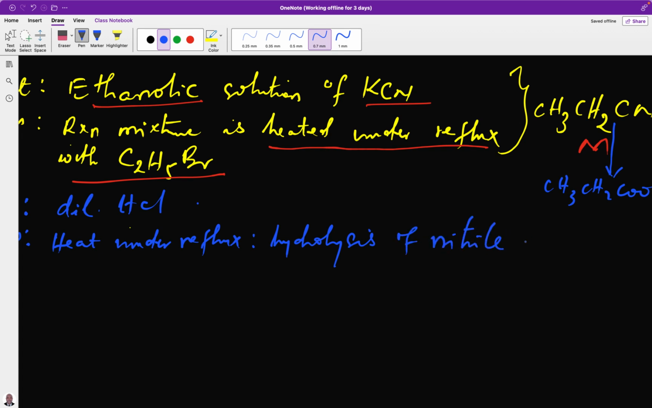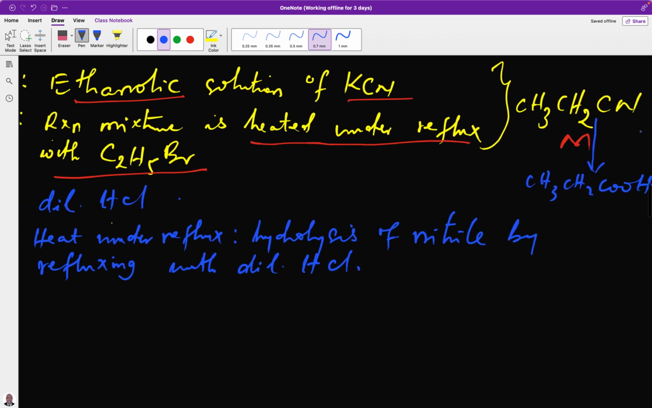Hydrolysis of nitrile by refluxing with dilute hydrochloric acid. So heat under reflux, that is hydrolysis of nitrile. We are hydrolyzing this nitrile. We are adding water to it to result in this acid. Hydrolysis of the nitrile by refluxing with dilute acid.